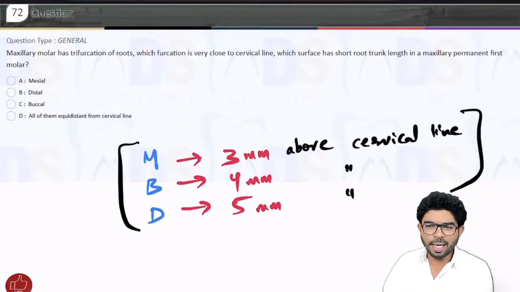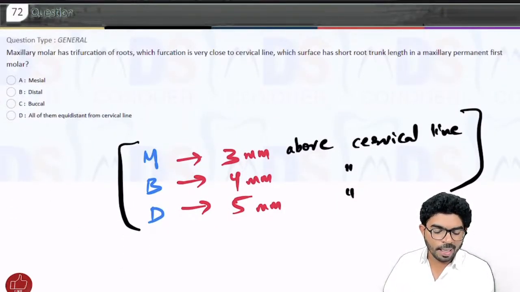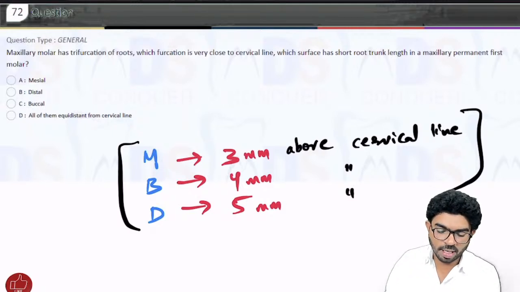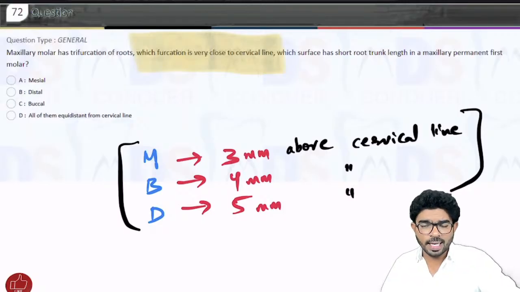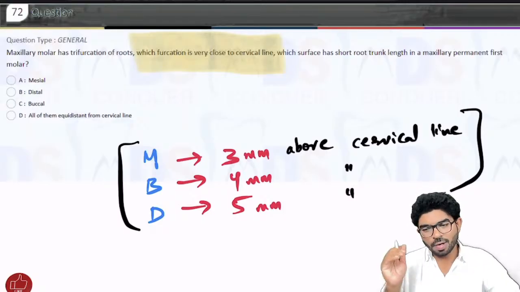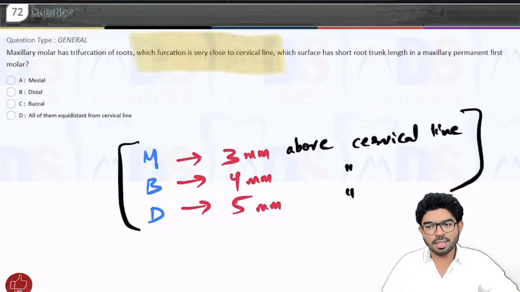Then comes an old repeat. A maxillary molar has trifurcation of roots. Which furcation is close to the cervical line? They're asking because in the 2024 NEET examination you had a question on furcation, on how you are going to clinically approach a particular zone of furcation. The question can be from dental anatomy integrated with perio. But here the question is, which furcation of your maxillary molar is close to the cervical line?